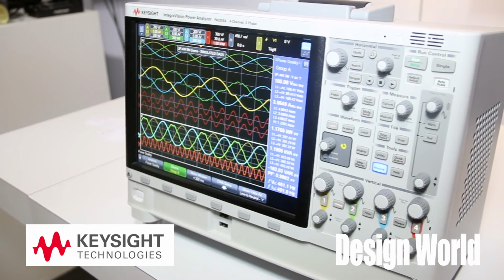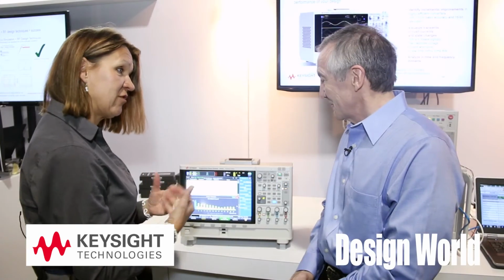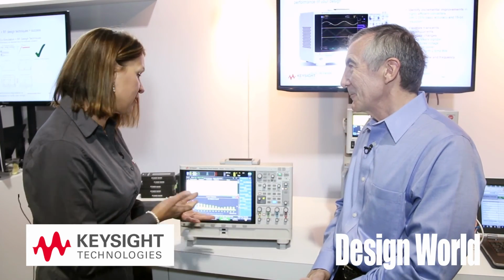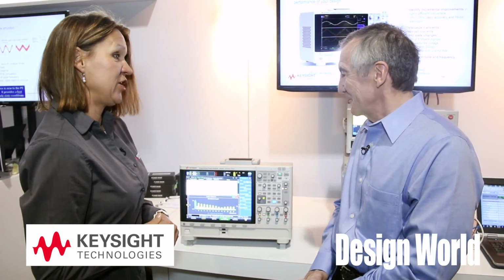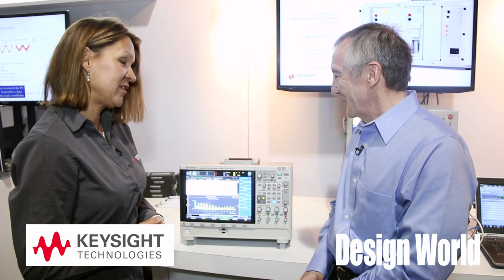Gotcha. So there is a lot of information you can get out of that. So we think that it's really valuable for design engineers for sure, for power devices.